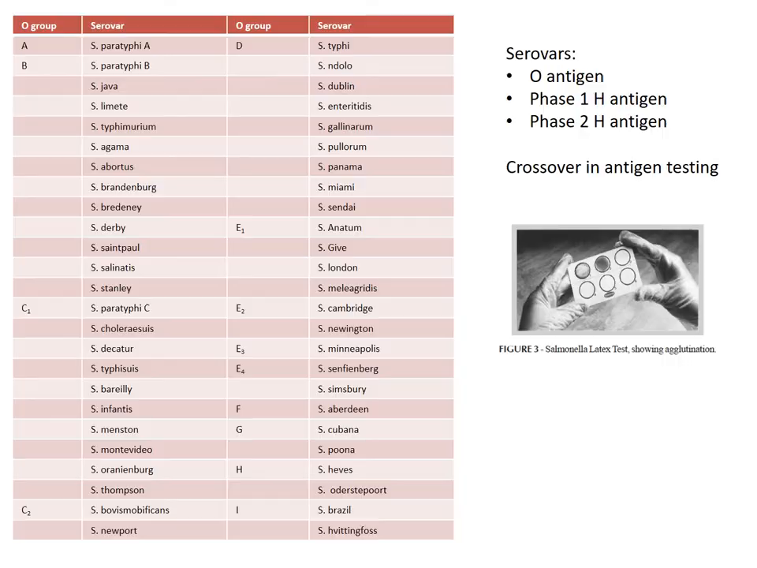Now again, this is just a small group of all the different species. And what I'm showing you here is the actual O group, that antigen group, and which species are included in that particular O group. So we see paratyphi, there's A and B, and they're in both O group A and O group B, not a surprise. And you can see all the different subspecies, actually the serovars, in these different O groups, okay?